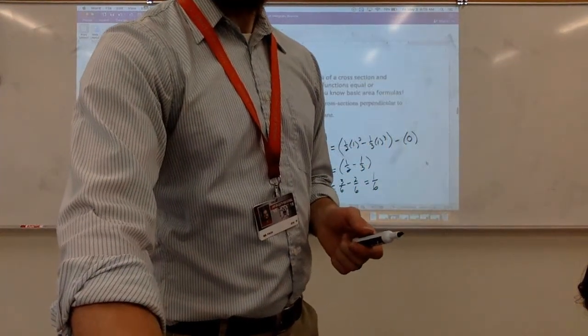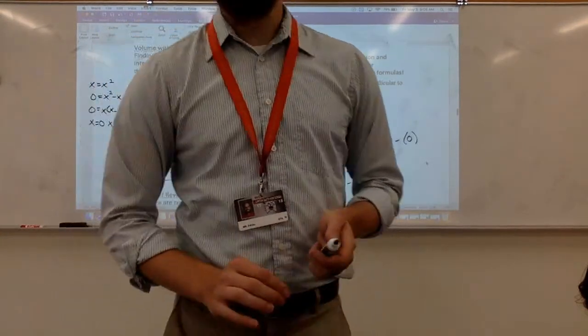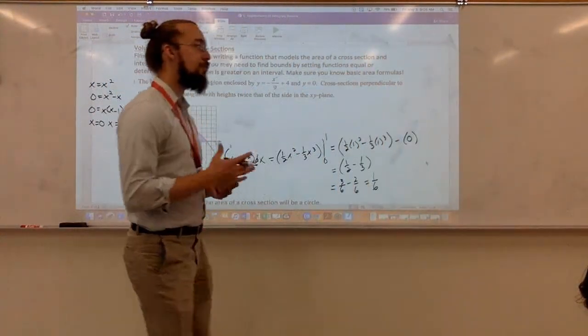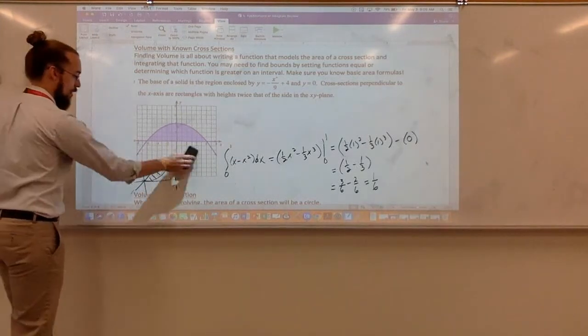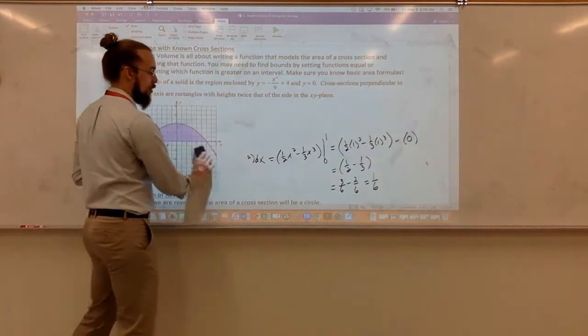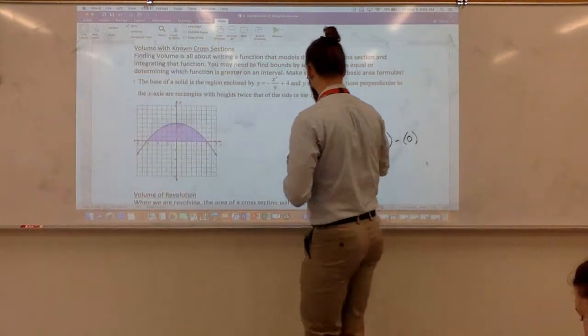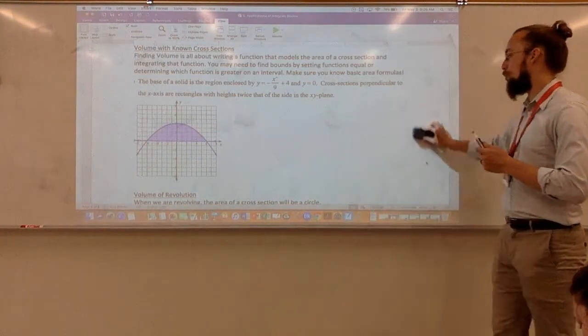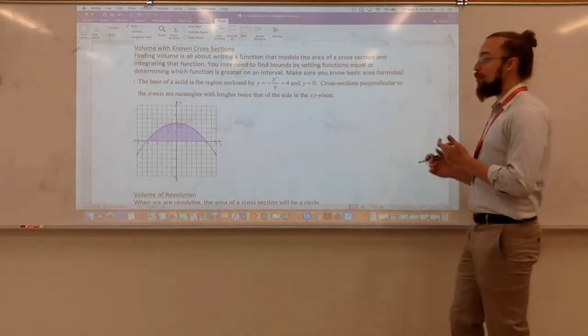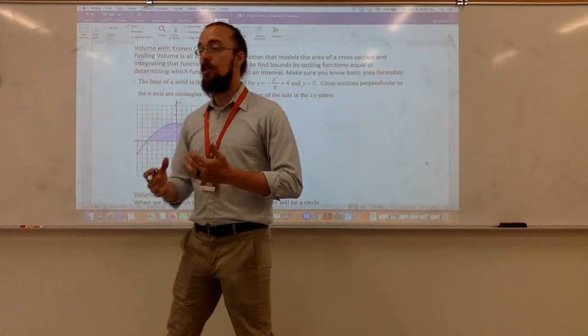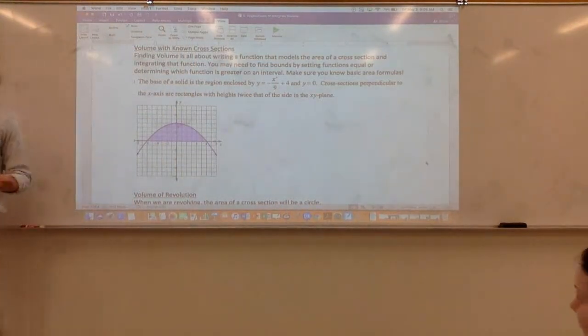Alright, then the final idea is volume. Okay, we talked about a few different situations with volume. The first was volume if we're told what the cross sections are, or volume of known cross sections. So the big idea is we want to write some function that gives us the area of the cross section, and then we want to integrate that.